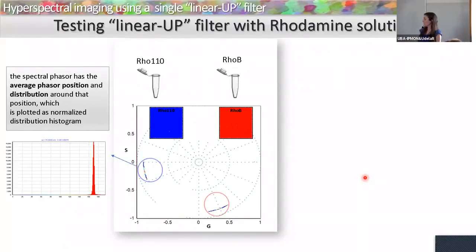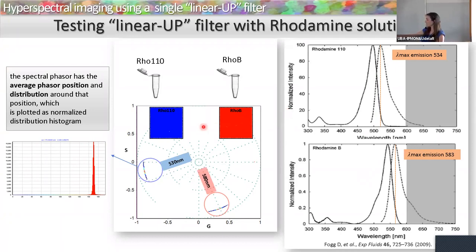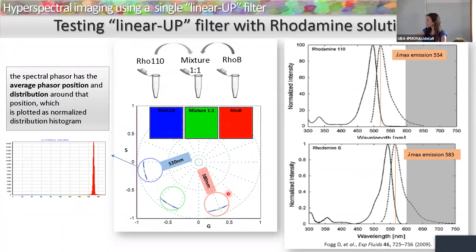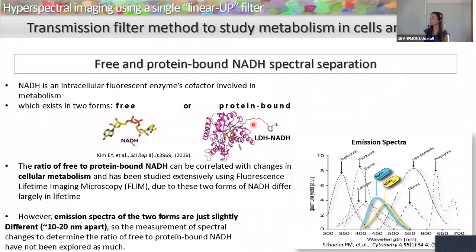We also tested with Rhodamine solutions. We used Rhodamine 110 and Rhodamine B, and as you can see here, they appear in different positions in the phasor plot. Then we mixed them in a one-to-one mixture, and it appears in the middle of the angular positions of the individual ones. So even though I mentioned before that we lost the property of linear addition, there is a relationship in the angular position. With this, we wanted to test our method to study cell metabolism, which you heard about yesterday in the talk by Suman Ranjit, about NADH autofluorescence that allows us to study metabolism in cells.